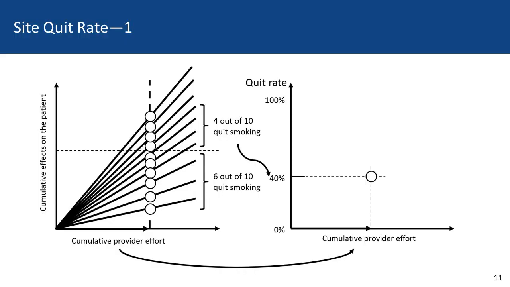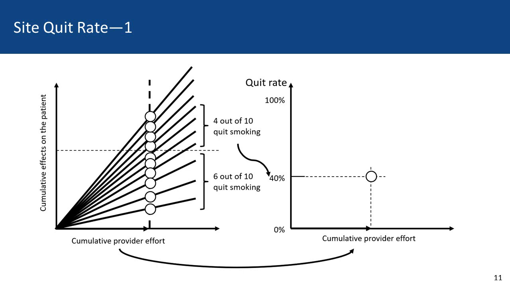On this slide, we show more than just 3 patients. Here we show 10. I could have shown more, but then it would have been difficult to see all of the patients on the slide. So we see here 10 patients, each with a different slope. And as you would expect, the ones with the highest slope, the ones who are most responsive to provider effort, are the ones who are successful.